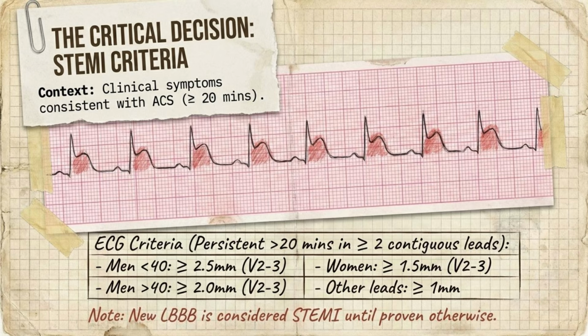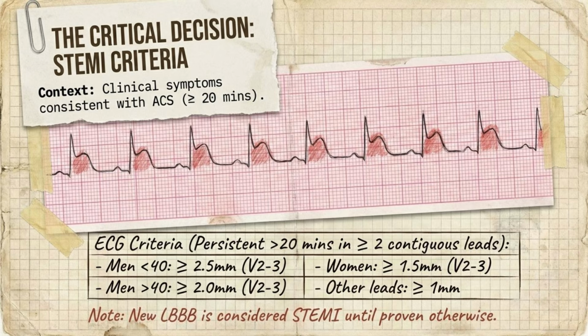And there's a wild card, right? Something called a new left bundle branch block. The wild card, yeah, LBBB. It's an electrical conduction problem that messes up the ECG so badly you can't see the ST segments. So if a patient has chest pain and a new LBBB, you can't wait. You have to assume it's a STEMI and act.